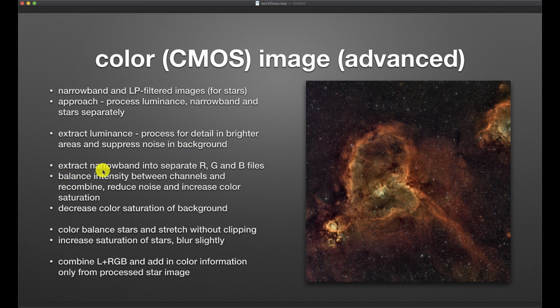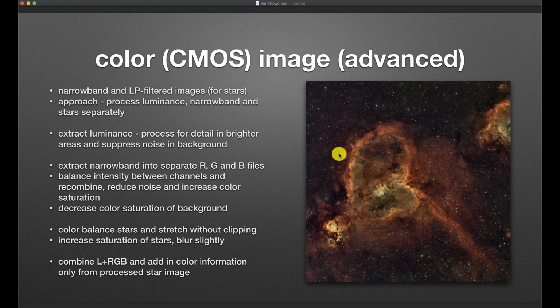I'm going to extract the narrowband into separate red, green and blue files to do that, because that's the easiest way. And sometimes it's a good idea to take the stars out or reduce their size as well, because stretching typically bloats stars at the same time. I'm going to decrease the colour saturation of the background because the stretching process will make it go wild. This one actually has a lot of faint nebulosity all around the perimeter.